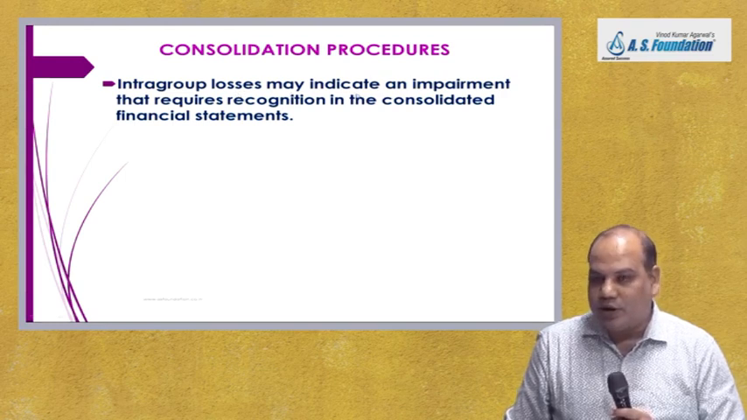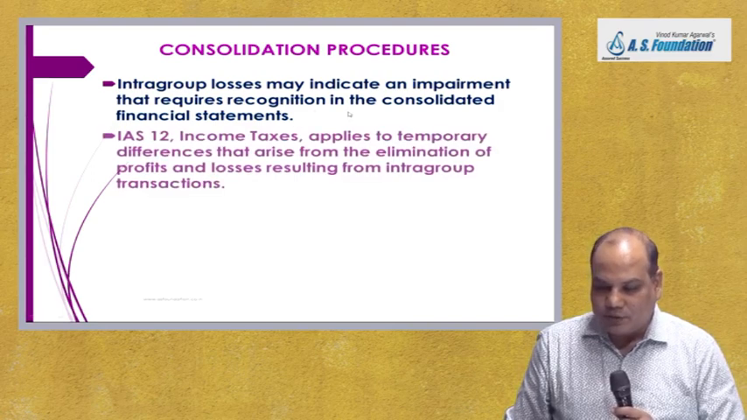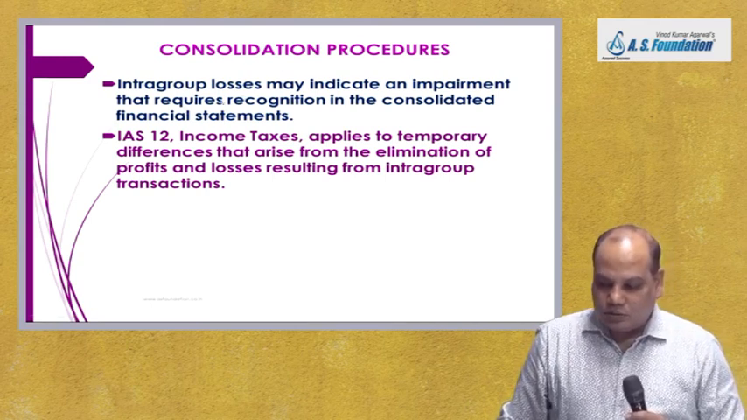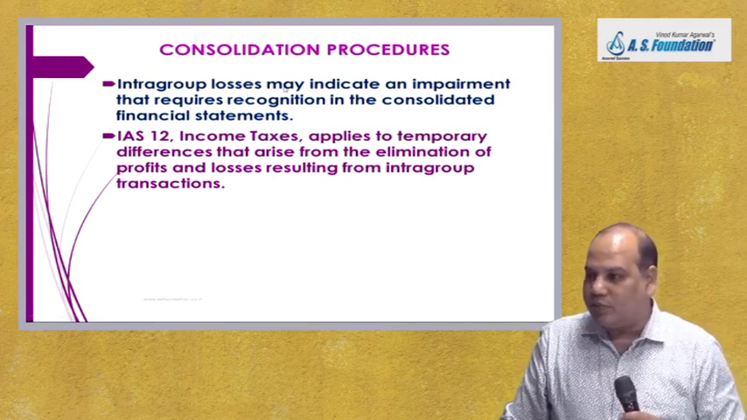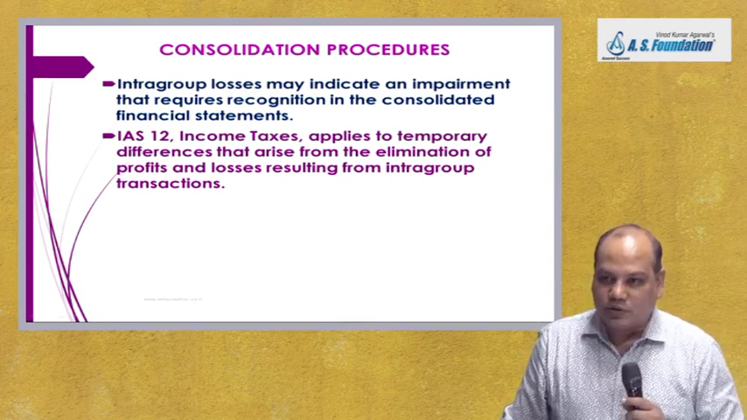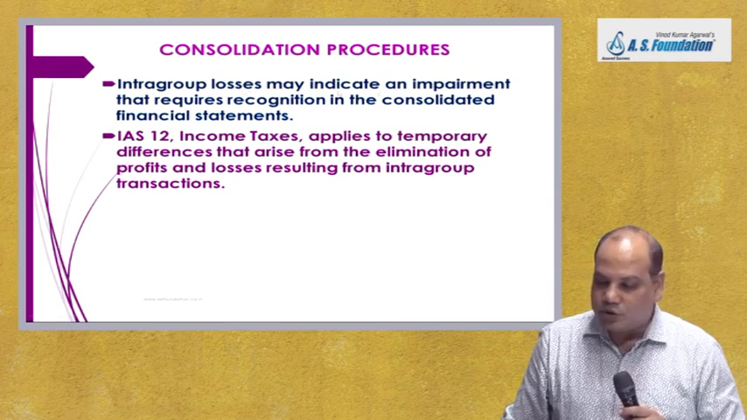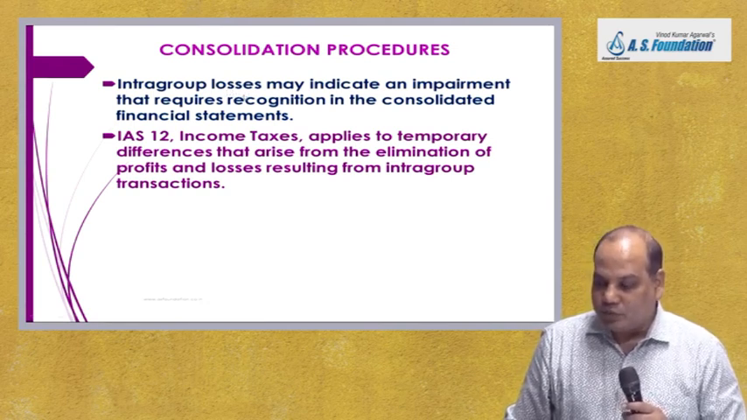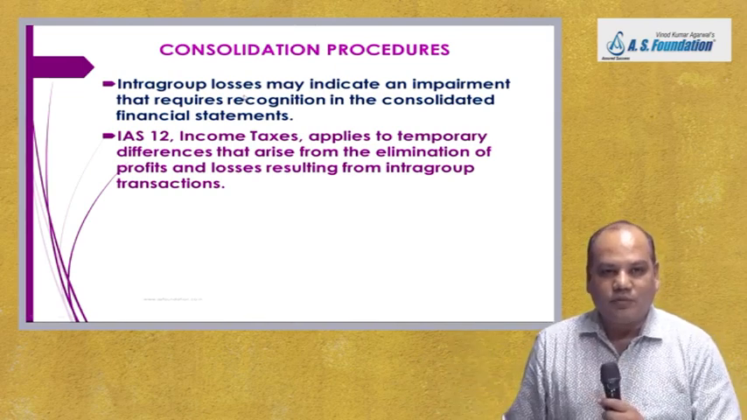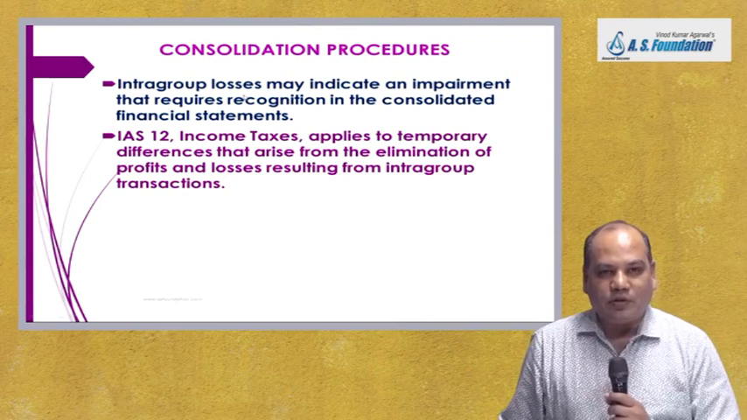Intra-group losses may indicate an impairment that requires recognition in the consolidated financial statements. So in case of losses also, we have to eliminate the unrealized loss. But if the loss is genuine, then we don't reverse the loss. If the loss is due to impairment or fall in the value of the asset, then we do not reverse the loss, because in any case, if I am preparing group financial statements and the value of the asset has gone down, I have to recognize that loss.